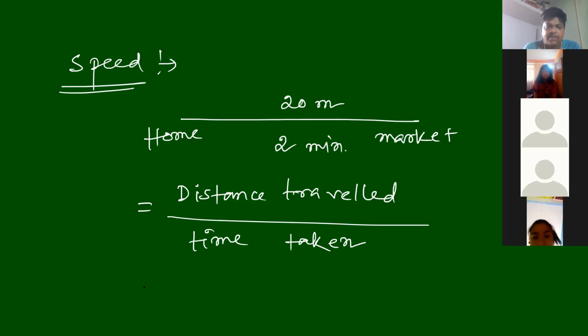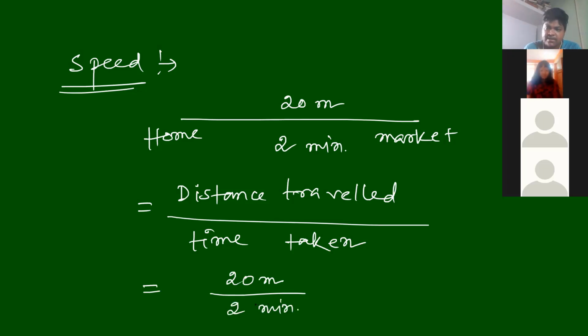So I'm just substituting the values here. Distance covered is 20 meter, time taken is 2 minutes. So what answer will I get after the calculation? 2 ones are 2 and 2 tens are 20, so I am getting the answer as 10, but it should have some unit. If you just give me 10, it will be wrong if you are not writing down the unit. What should be the unit of speed? It is 10 meter per minute.